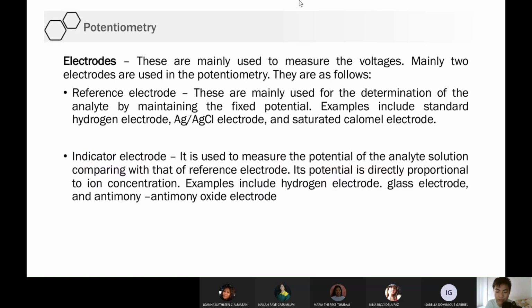So let me skip that. So the use of electrodes. These are the ones in the pH meter that I discussed in the earlier slides. So potentiometry is used with electrodes, such as the pH meter. And what are electrodes? These are used to measure voltages. And there are two types of electrodes, the reference and the indicator, as said earlier.